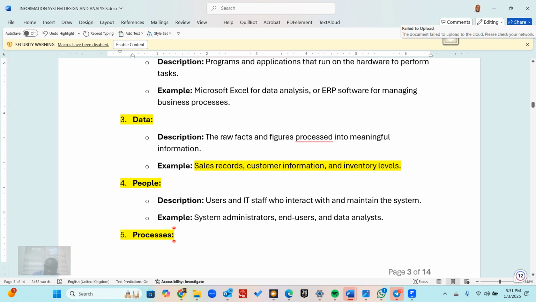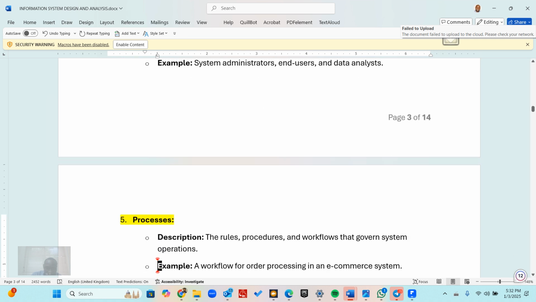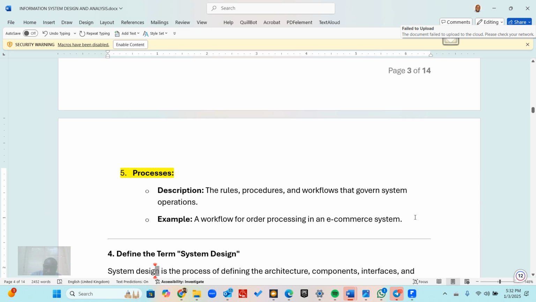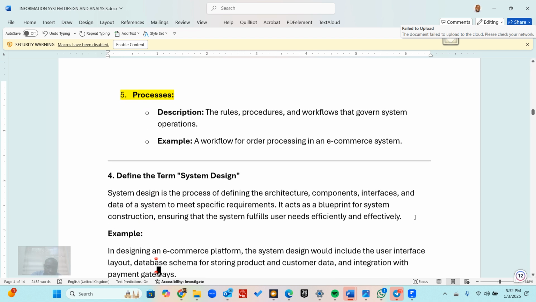So we have processes. Here, processes are basically the description of processes, rules and procedures, and workflows that govern the system operation. So a workflow for order processing in e-commerce is a sample of a process.